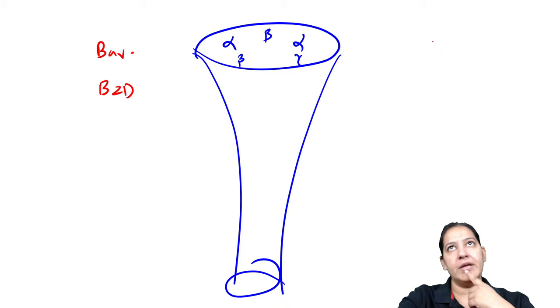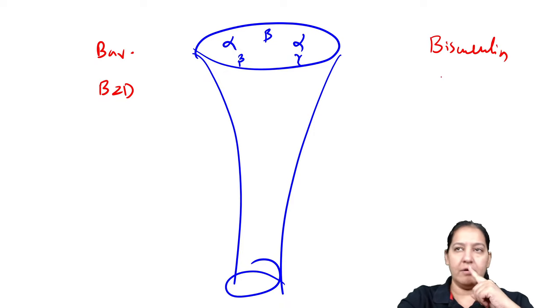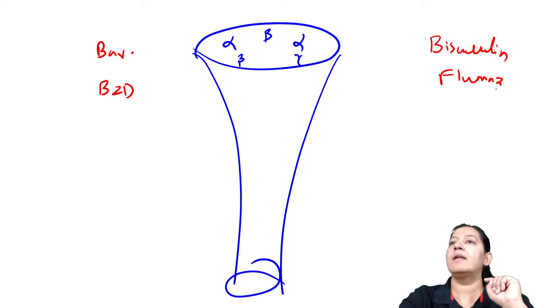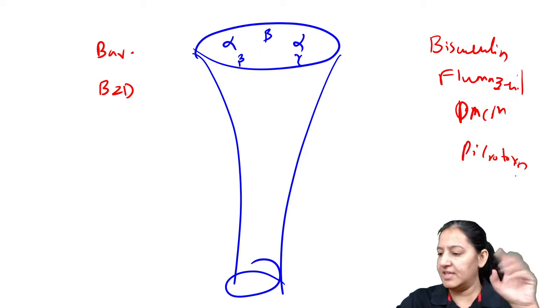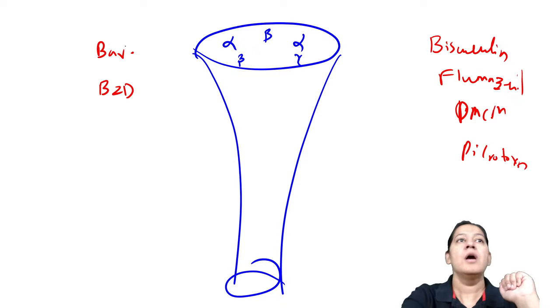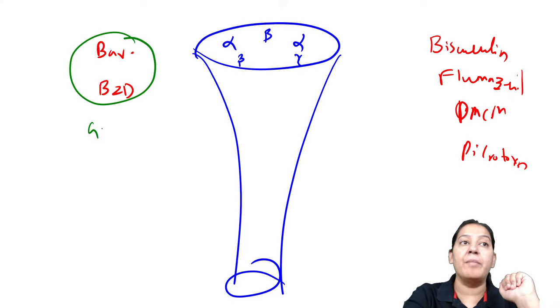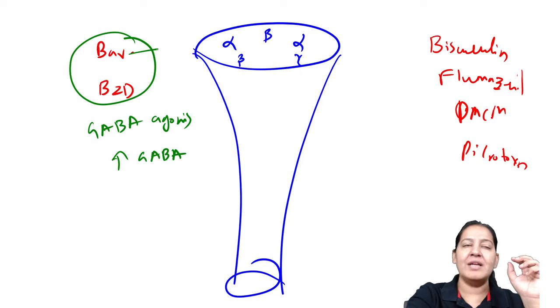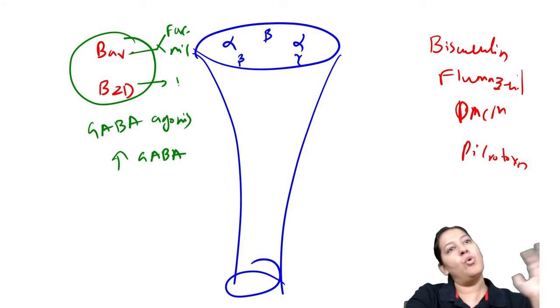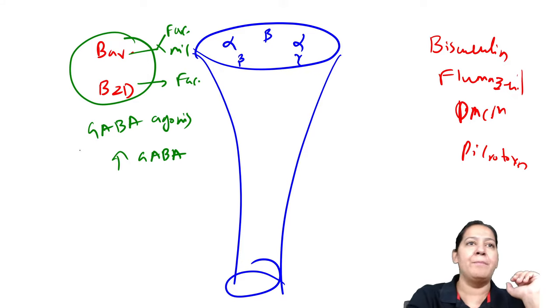Others are bicuculline, flumazenil, DMCM, and picrotoxin. These are the important drugs acting on this receptor. Barbiturates and benzodiazepines are both GABA agonists. They increase GABA activity. Barbiturate increases GABA by GABA facilitatory as well as GABA mimicry action. Benzodiazepines do only GABA facilitatory action, but ultimately both are GABA agonists.